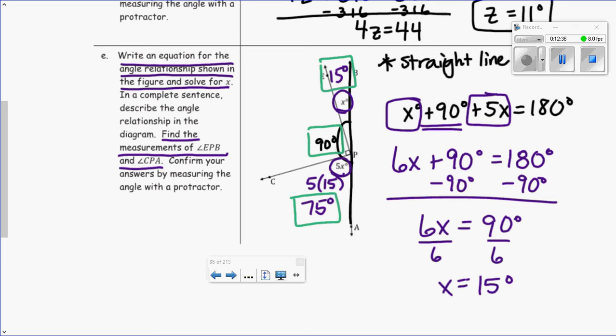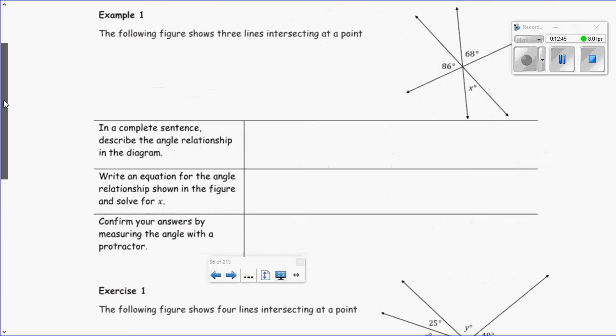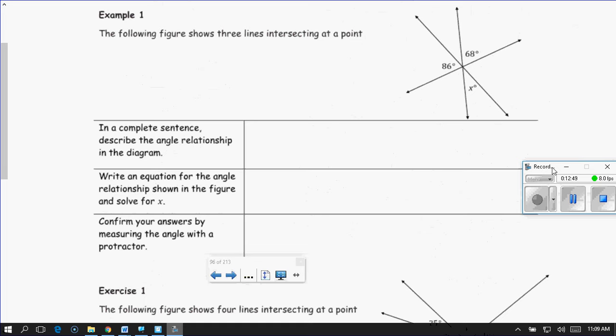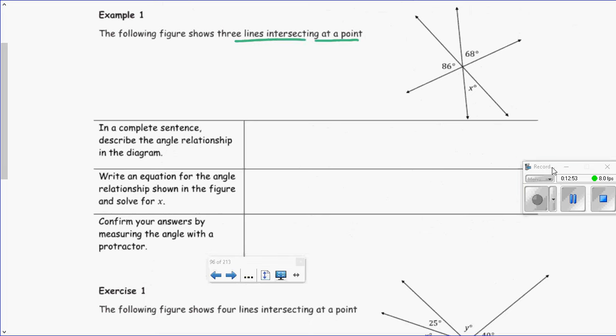Okay, we still do have 3 more examples right now. So we're going to do example 1, and then you'll be doing exercise 1 in class. Okay, these 3 go around a point, and they're intersecting lines. So this makes me think vertical, and then at a point makes me think of the whole 360. So this one actually has 2 parts.